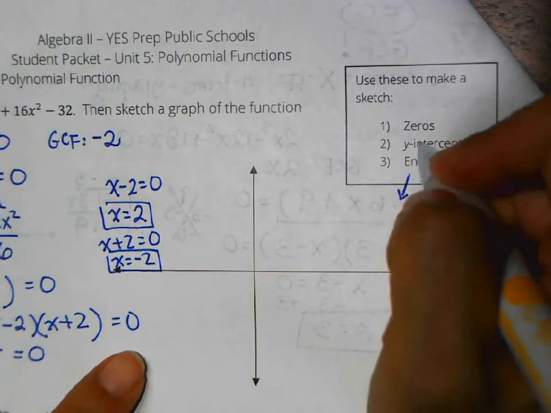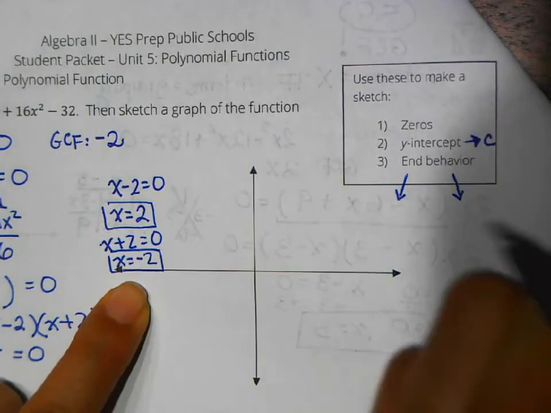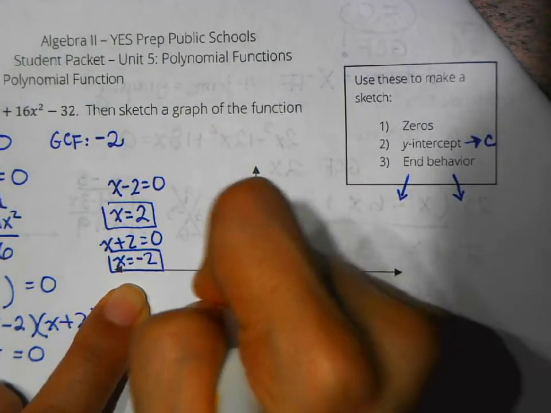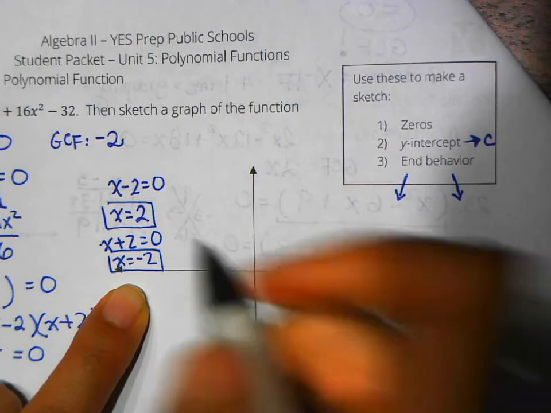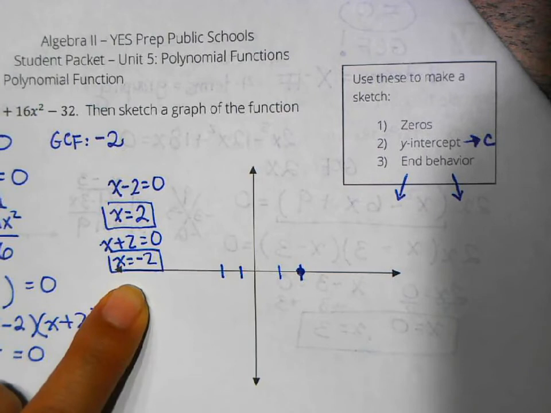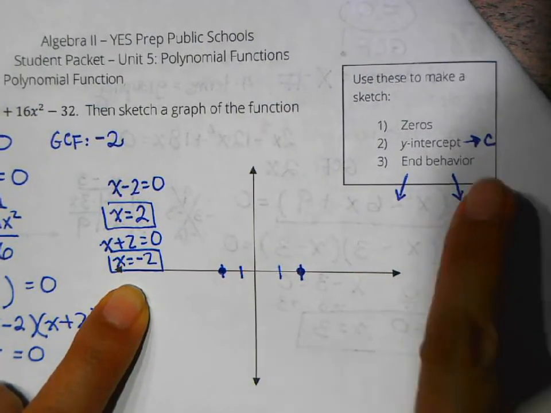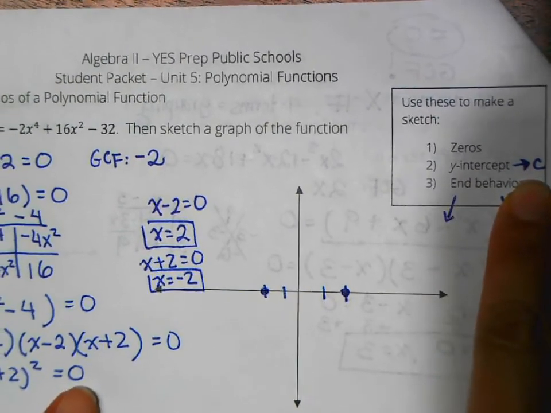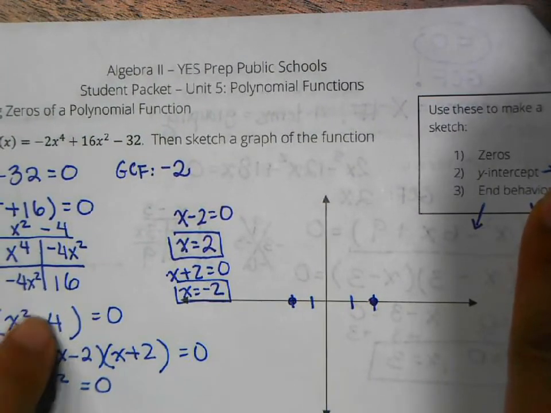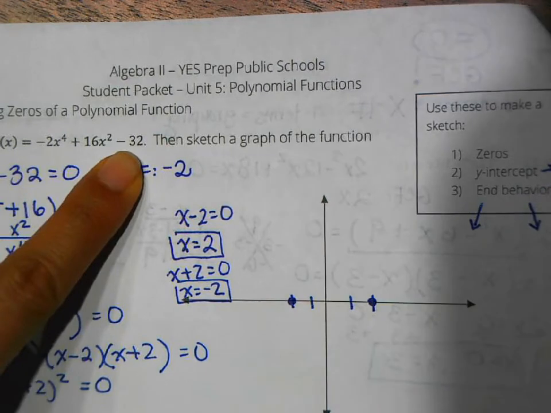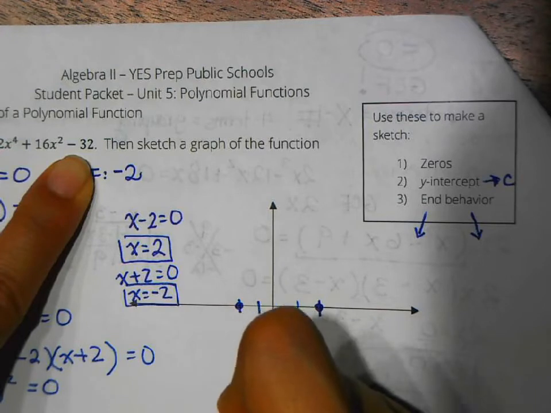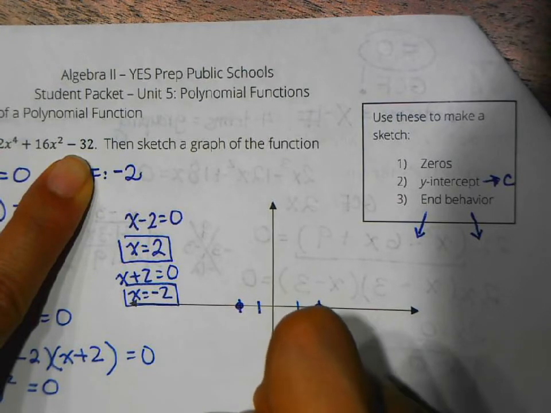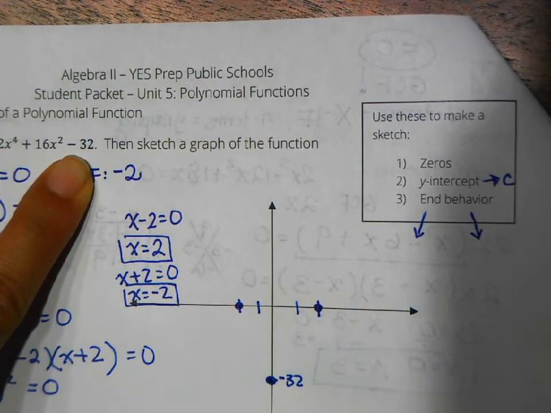Let's see. I got a 0 at x equals to 2 and x equals negative 2. Let me write that down. Here is 2. There's a 0 right there. Here's negative 2. There's a 0 right there. I know my y-intercept is c, which is my constant. So if I were to go back to my equation, here's my constant, negative 32. Okay, so let's say that this is negative 32. So I have a y-intercept right there.